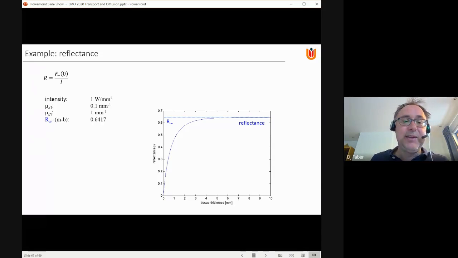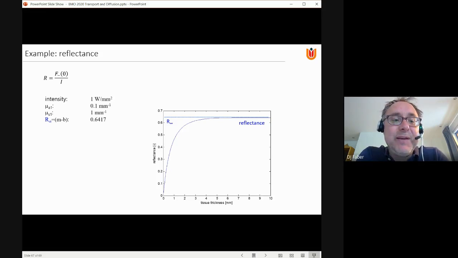Okay, another example. Let's take now a very thick piece of tissue, 10 millimeters in this case, not as thick as in the previous example, but still pretty thick. 1 watt per square millimeter incident intensity again, a mu A of 0.1 per millimeter, adding a little bit of absorption again, and the scattering coefficient the same.